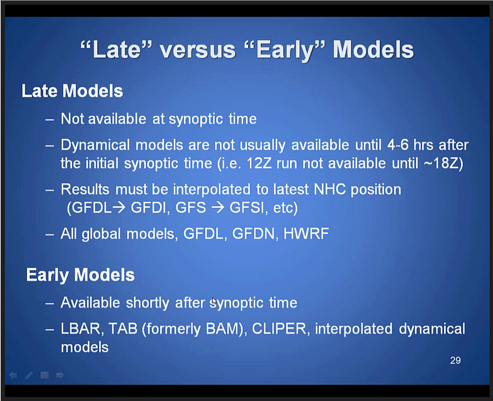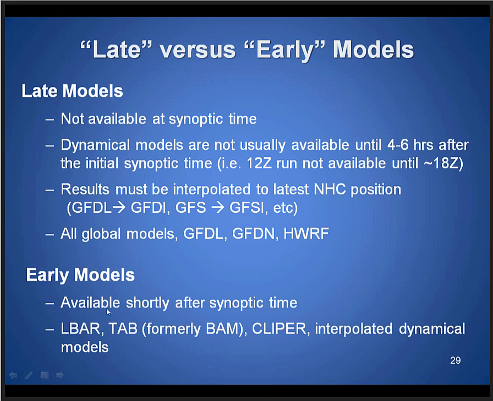So by 15Z, or 11 a.m. Eastern time, we're issuing an advisory. So we can't use any of the 12Z global models or regional hurricane models. So we have to use the last one that was available. So what they do is the ones that are not available at synoptic time, and again, it's all the dynamical ones, they're called late models. Can't use them for the current forecast.